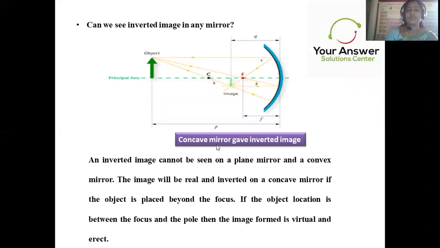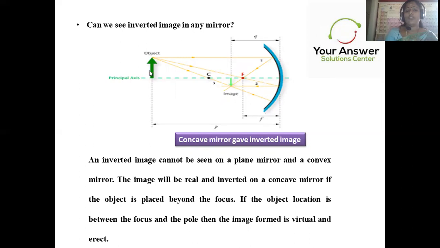Let us move on to the next question. Can we see an inverted image in any mirror? Just now we discussed where you can find the inverted image. An inverted image is found in a concave mirror. A concave mirror is nothing but one which has curvature inside.